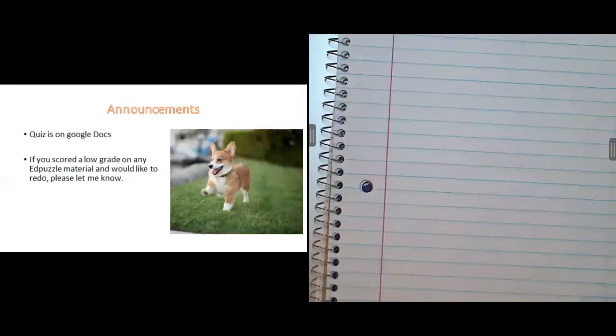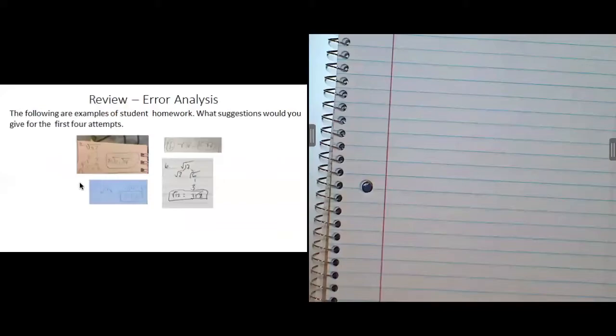If you scored a low grade on any Edpuzzle material and would like to redo it, please let me know. The reason I am insisting on people redoing their assignments is because not only are you learning by trying it again, I would like to use the Edpuzzle cumulative grade for a quiz. So please let me know. I'm trying to help you guys out. Let's move on.